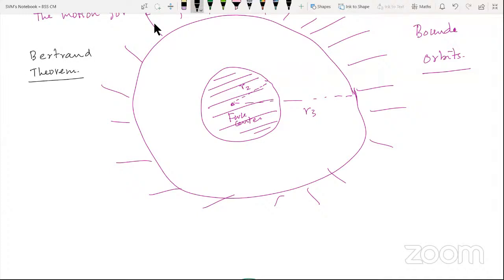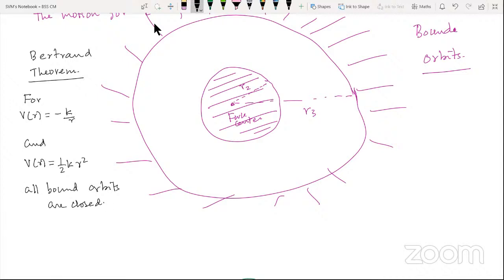Okay, which says that for two potentials, V of r is equal to minus k by r, and V of r is equal to half k r square. So this is the Kepler problem, and this is the isotropic harmonic oscillator problem. For these two potentials, all bound orbits are closed. For any other potential, it is not clear whether they are closed or not. So this is one theorem.